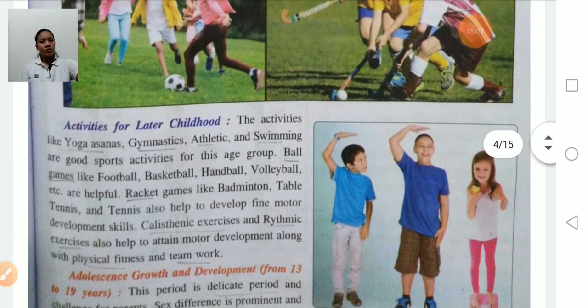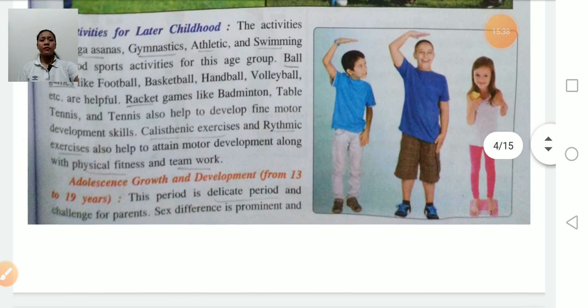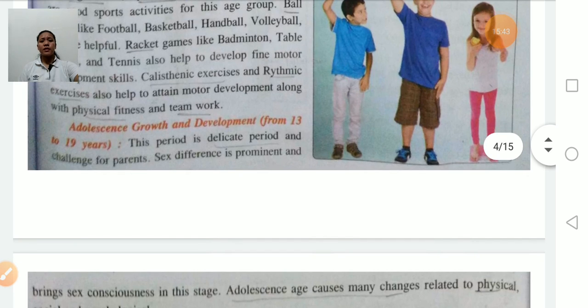For this, they should participate in activities like yoga, gymnastics, swimming, ball games like football, basketball, handball, volleyball, etc. And fine motor development skill exercises to attain their motor development along with physical fitness and team games. And adolescence growth and development. Adolescence growth and development means the 13 years to 19 years age group.